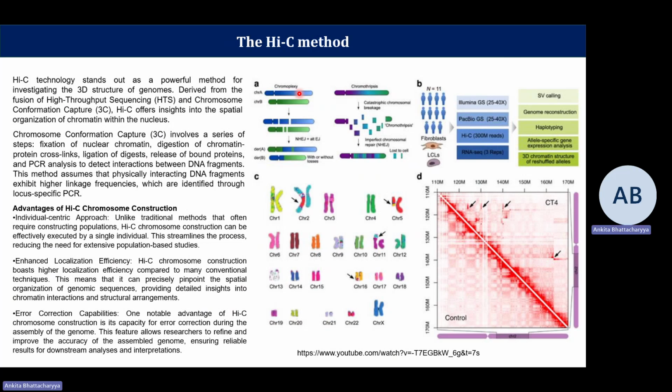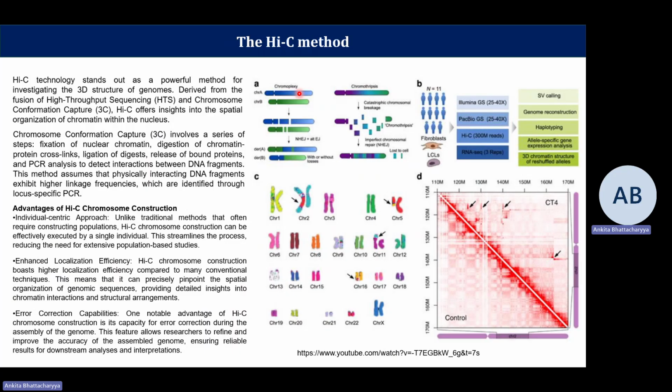So 3C involves a couple of steps. First is fixing the nuclear chromatin, digesting chromatin protein crosslinks, ligation of digests, the release of bound proteins, and PCR analysis to detect interactions between DNA fragments. The assumption in this method is that those DNA fragments that are physically close to each other will exhibit much higher linkage frequencies, which can be studied using locus specific PCR. So what are the advantages of Hi-C chromosome construction?